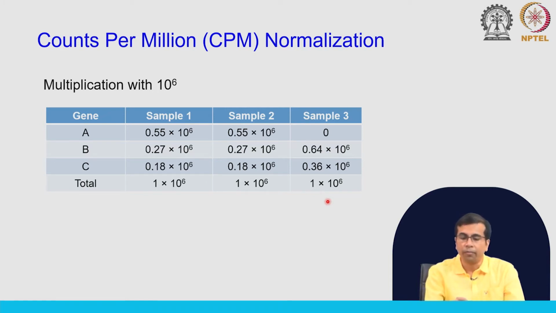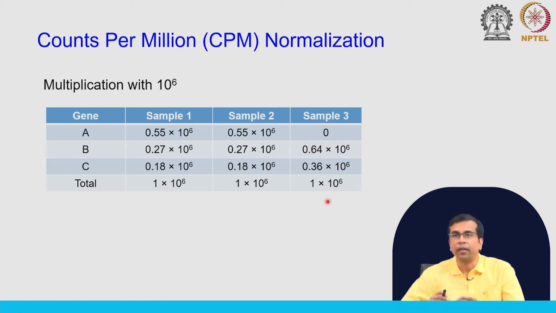Now, one of the questions you might have is, why are we multiplying with 10 to the power 6? We could have just left it without this multiplication, and the sum would be just 1. It is just a convention, because when you deal with real data sets, we have millions of reads coming for each sample. The total reads for a real data set will be in the order of millions, or nowadays even more, in billions.